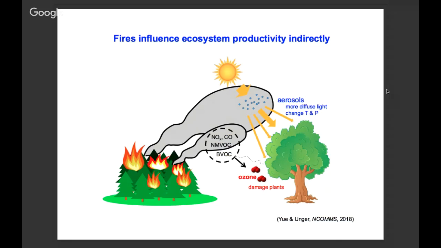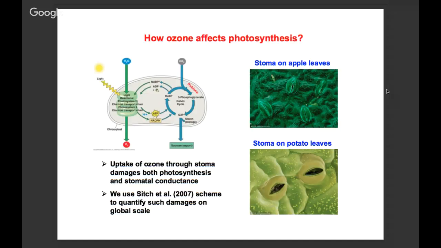First, let's see how ozone affects photosynthesis. The ozone is taken up by plants through the stoma, which is a small pore on the leaf surface that regulates the exchange rate of CO2 and water vapor between leaves and the atmosphere. Generally, the higher the ozone concentration, the higher the damage to both photosynthesis and stomatal conductance. In the model, we use a scheme to quantify such damage on the global scale.